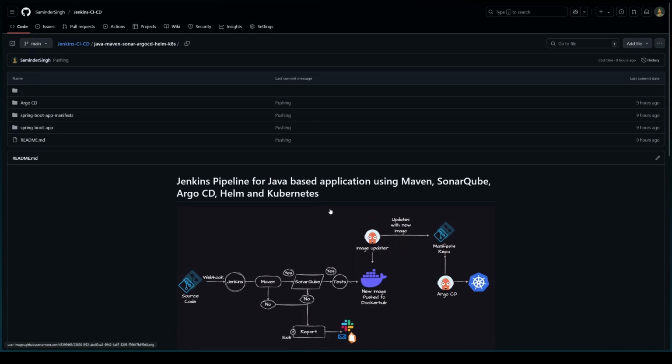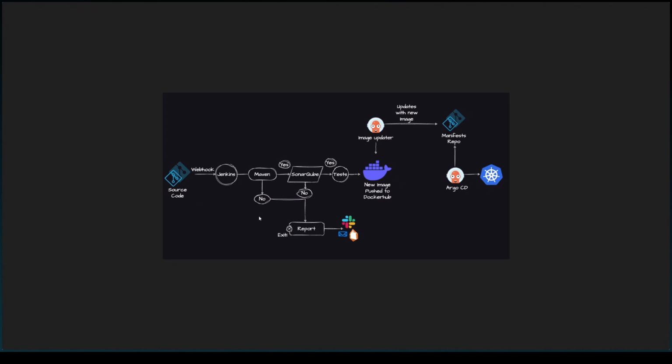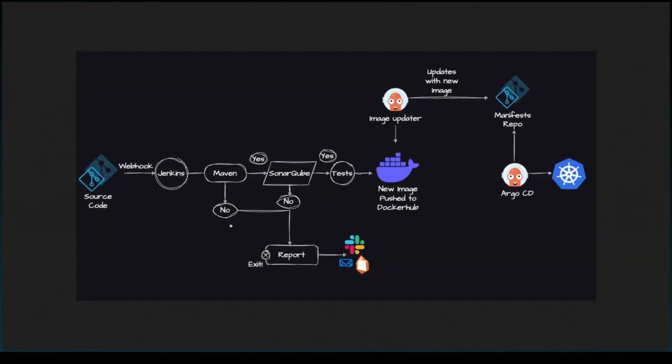So in this Jenkins pipeline, we are using Maven, SonarQube, and Argo CD as our continuous delivery part, and our Kubernetes also. So let me discuss the flowchart with you. After explaining this, we will get down to the implementation phase. Okay, so let me explain it to you.